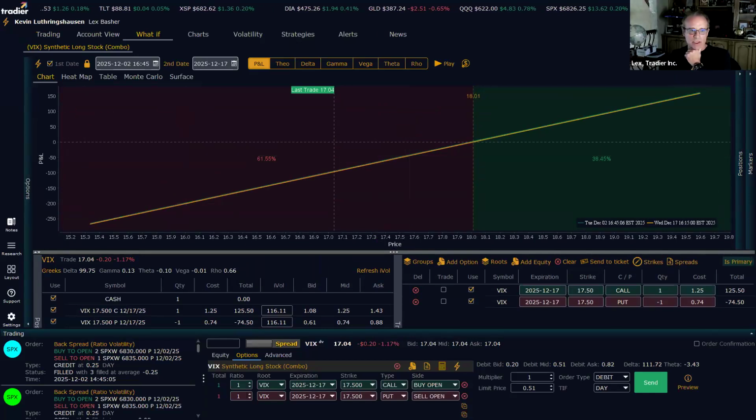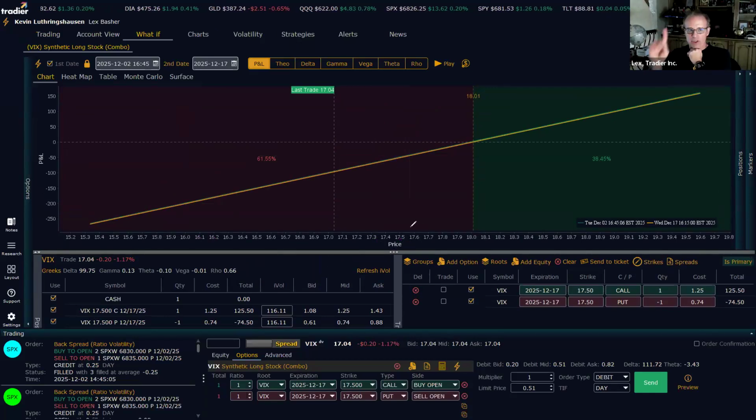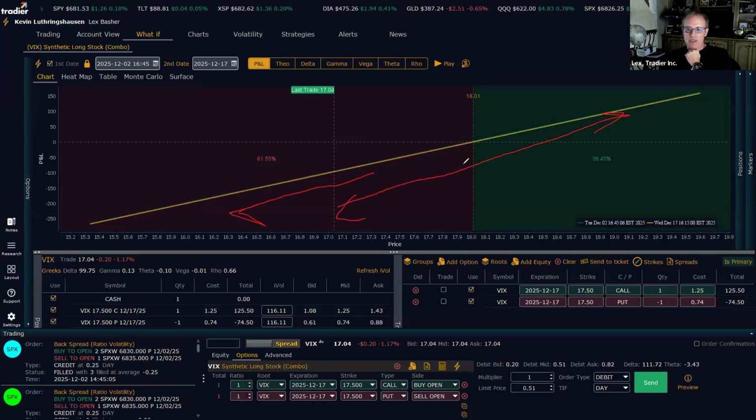To your point, what I just did is put this in the what-if, so you can see that combo. I put that long call, short put, same strike, very important, same month. That's called a combo. It's synthetic long stock. Being long the call and short the put is synthetic long stock. Look at this. This is the graph of a typical stock position: a 45-degree angle sloping upwards. You lose money when you're long stock to the downside, and you make money when you're long stock to the upside.